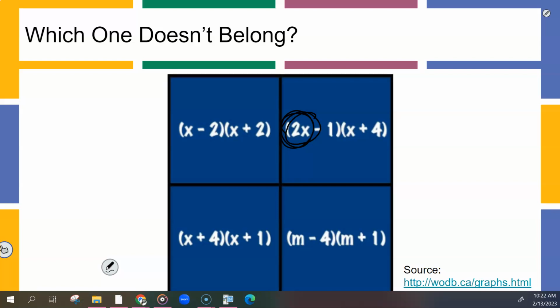Bottom right. Why that one? Okay. So the variables are different. Anyone else think about it that way? And then anyone else have a different answer, Adam? Bottom left. Why that one?